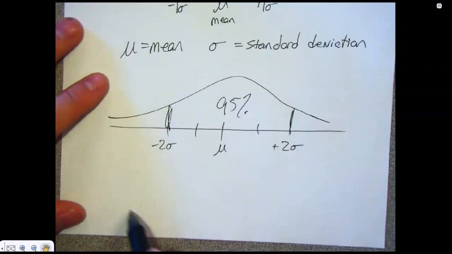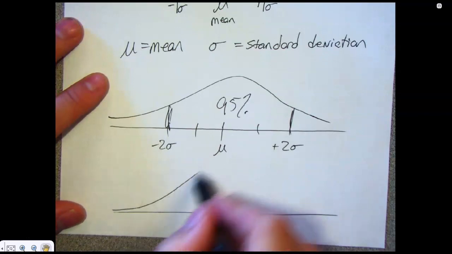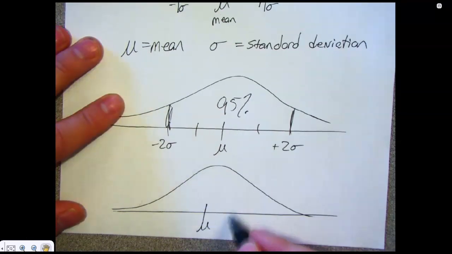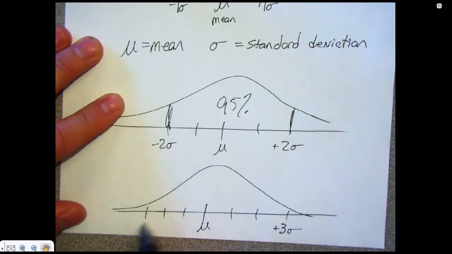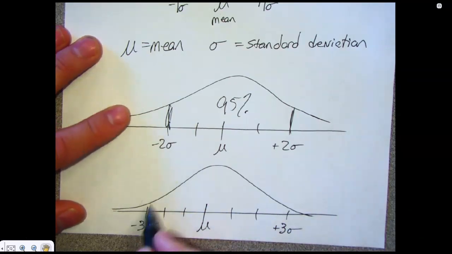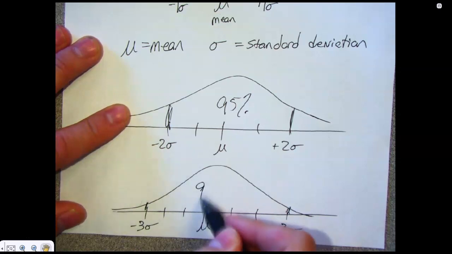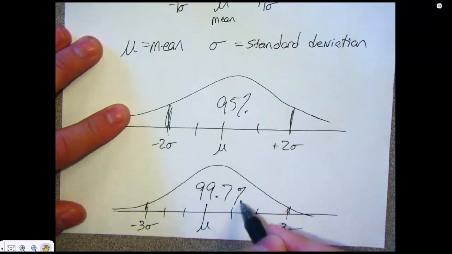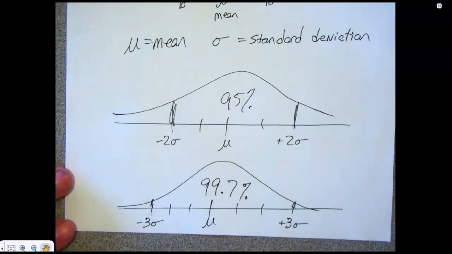And then the third, if I go 3 standard deviations each way, 1, 2, 3 this way, and 3 this way, 99.7% of the data is within 3 standard deviations of the mean.